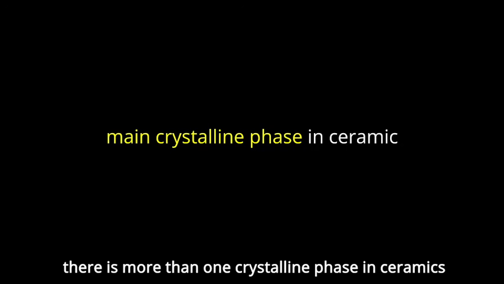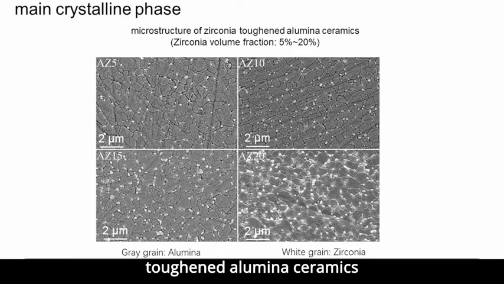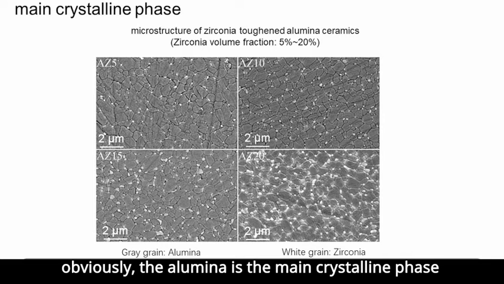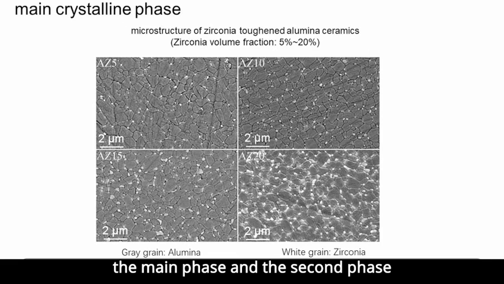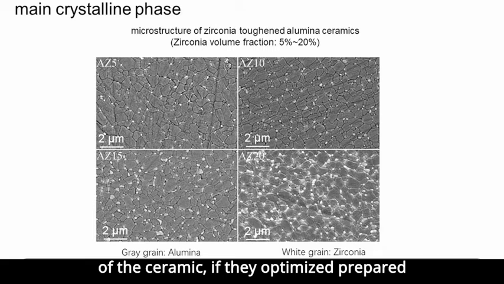In some cases, there is more than one crystalline phase in ceramics. The one with more content is called the main crystalline phase. The showing figure is the microstructure of zirconia toughened alumina ceramics. The green grain is alumina and the white grain is zirconia. Obviously, the alumina is the main crystalline phase in this kind of ceramics. The main phase and the second phase are all important factors influencing the properties of the ceramics if they are optimally prepared.